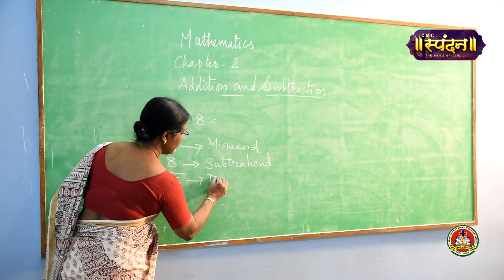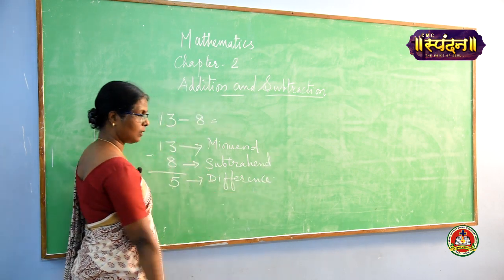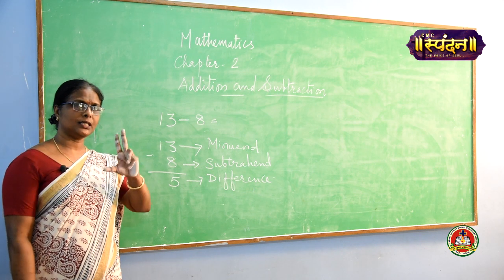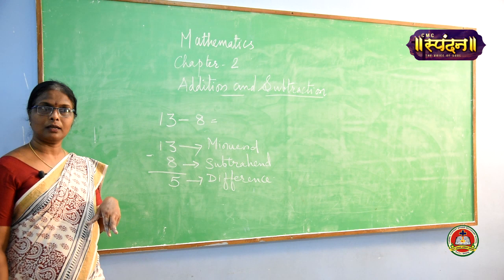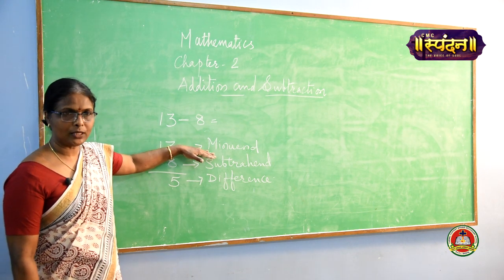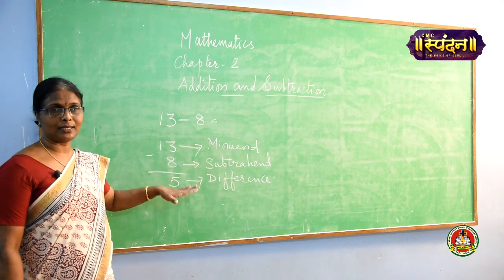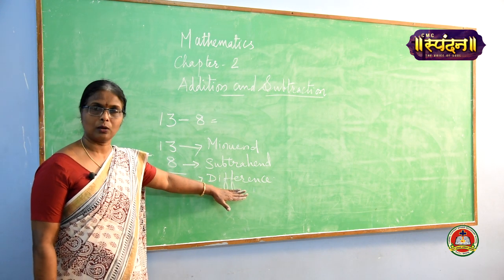This is called the difference. In addition also we have seen something. In addition, the numbers which are added are called addends and the result is called the sum. Here in subtraction, the bigger number is called the minuend, the smaller number is called the subtrahend and the result obtained after subtraction is called the difference.